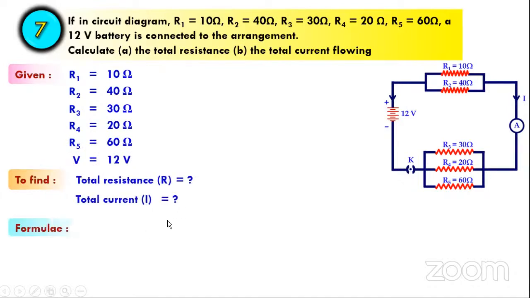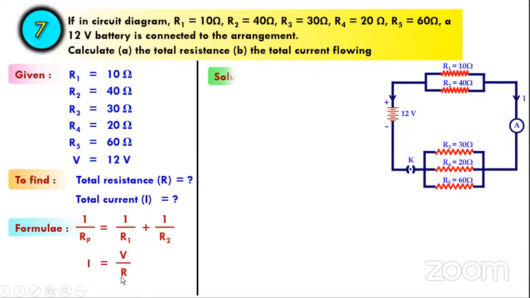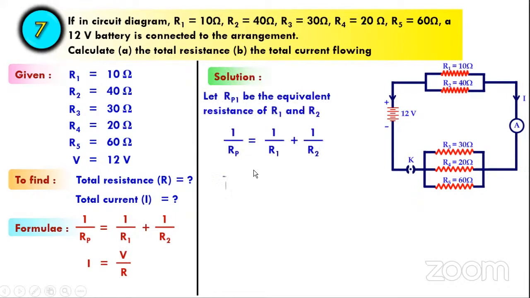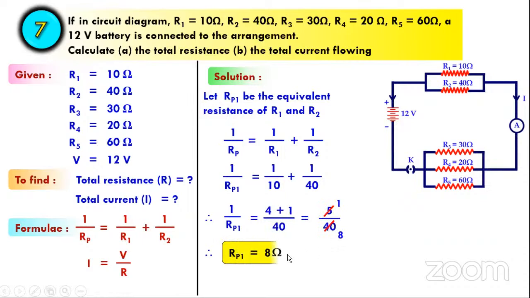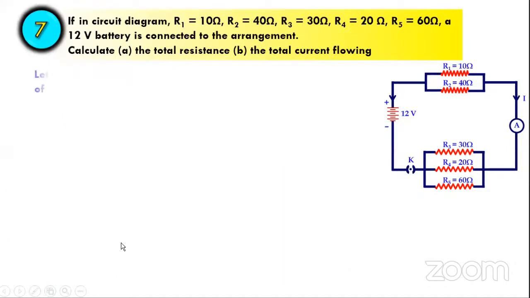Total resistance to find, total current to find. The first two are parallel here, so we'll do these two first. 1 by 10 plus 1 by 40, that equals 8 as the equivalent resistance for this, not 4. Okay, that is parallel 1. So first set up parallel 1, then keep it aside.